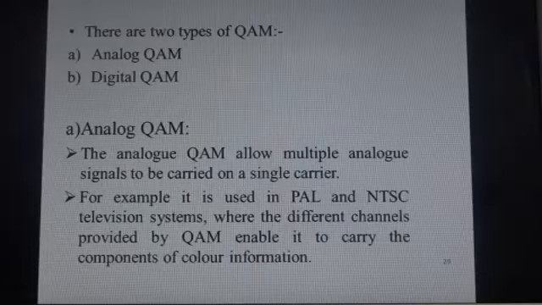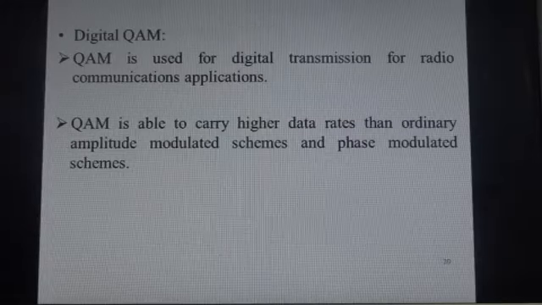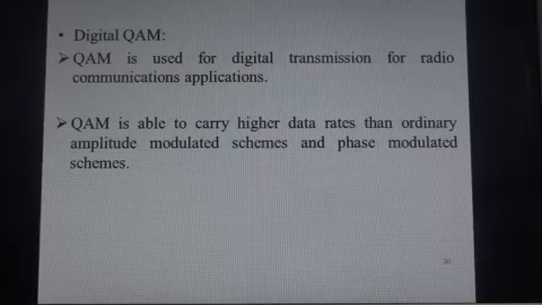There are basically two types of quadrature amplitude modulation: one is analog QAM and the other is digital QAM. Now we will start with analog QAM. Analog QAM allows multiple analog signals to be carried on a single carrier, and it is basically used in the PAL and NTSC television systems. Digital QAM is used for digital transmission in radio communication applications. It carries higher data rates than ordinary amplitude modulated and phase modulated schemes.